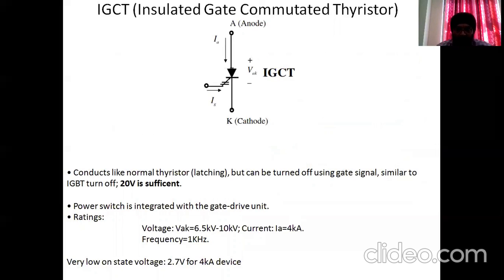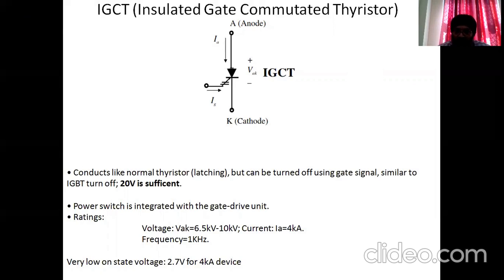Now, another one: the insulated gate commutated thyristor. It is a member of the thyristor family and operates just like a normal thyristor, but the added benefit is that it can be turned off using the gate signal, just like a GTO. But the disadvantage in the GTO was that it requires complex gate circuitry or a large value of current to turn off the device.